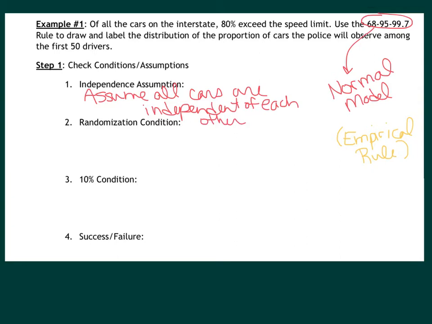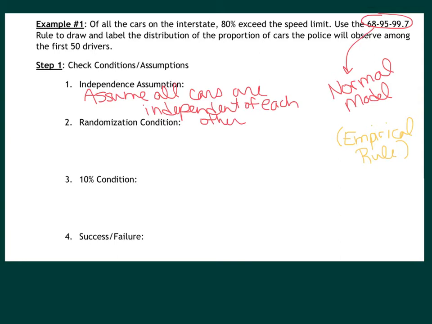What I mean by that is that, for example, a car is not following the car in front of it, which is also exceeding the speed limit. So we're going to assume the cars have nothing to do with each other. And in this case, you can make that assumption, but in other cases, you won't be able to.